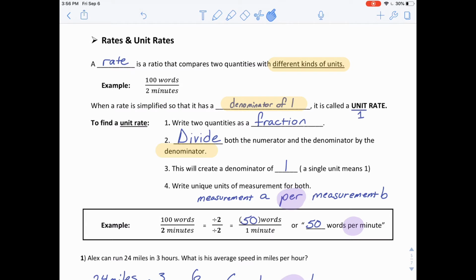Now, part of writing our unique measurements for both of our units is that we take measurement A, and then where the fraction bar would be, we would put in the word "per," and then we have our unit that comes after that.